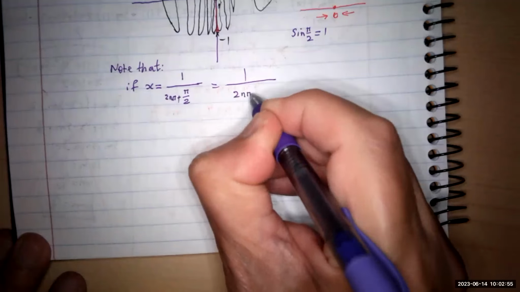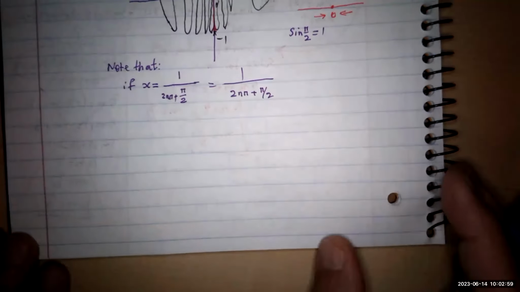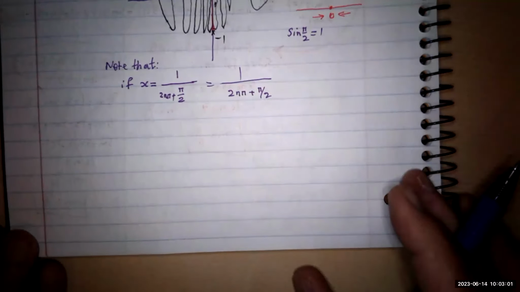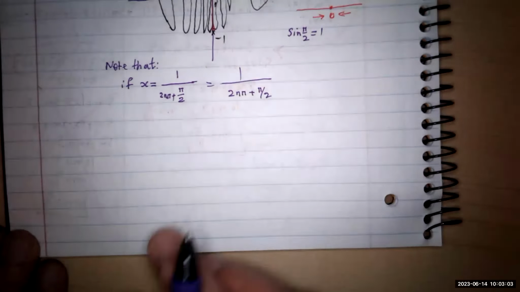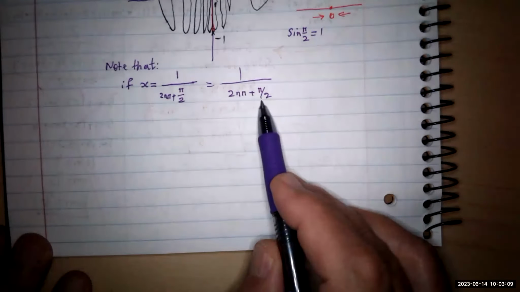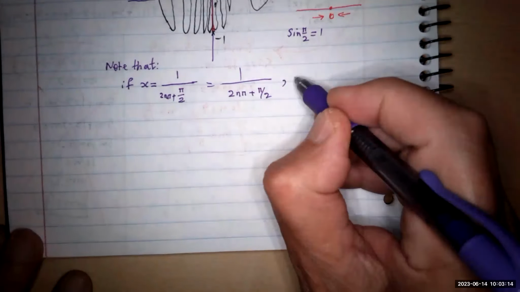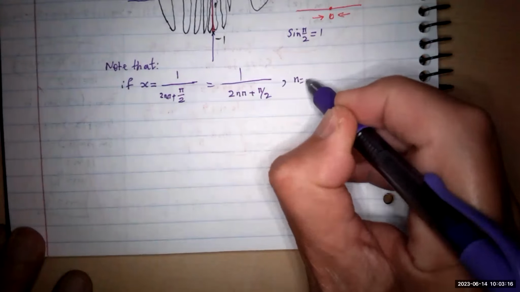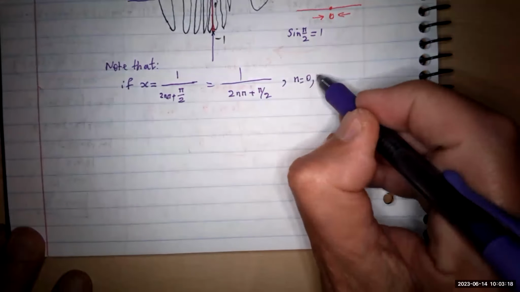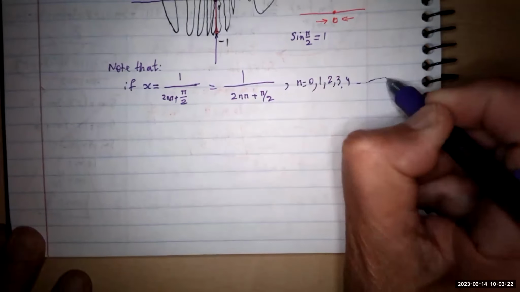2nπ + π/2. Why did I pick 2nπ? You know that the period of the sine function is 2π, so that will help me get lots of numbers. So I'm going to pick x to be 1/(2nπ + π/2). And this is going to be true when n is equal to 0, anything you like: 1, 2, 3, 4, etc.